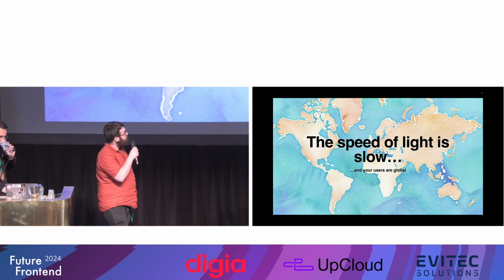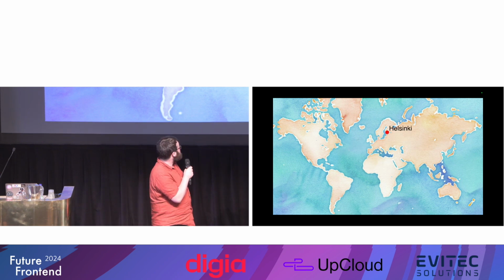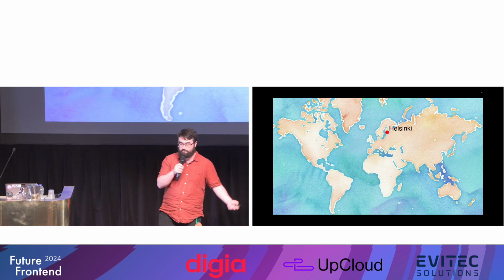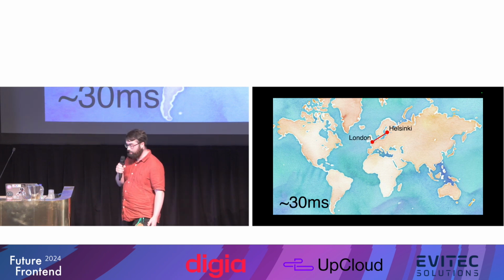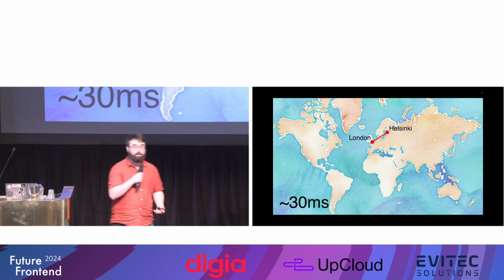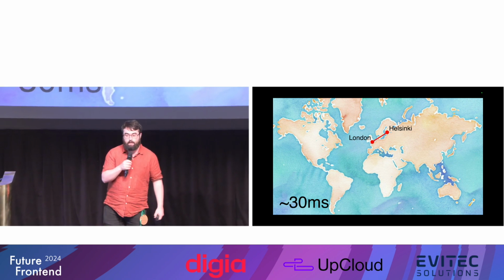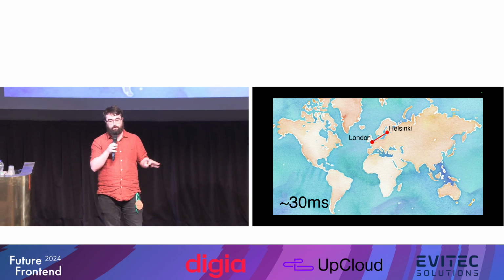So the speed of light is slow and your users are global. I like this catchphrase because it's a good catchphrase and it's also quite true. If you're in Helsinki, or your servers are in Helsinki, and your users are in London, you're looking at about a 30 millisecond connection ping latency delay. So that's the speed of light. It's the network latency along the cables, undersea between Helsinki and London. And that is time that's completely wasted before you even get to your application.